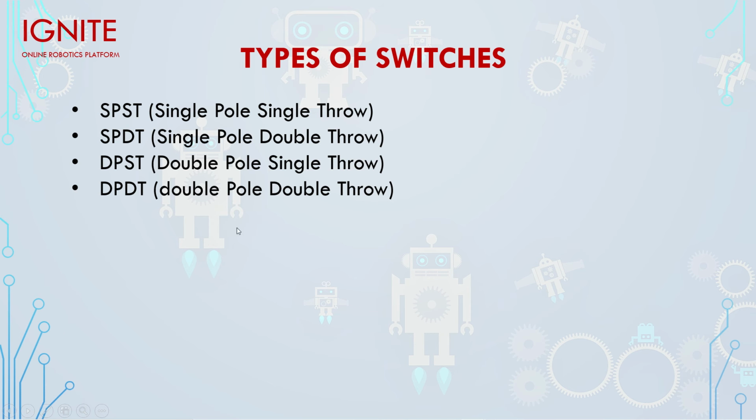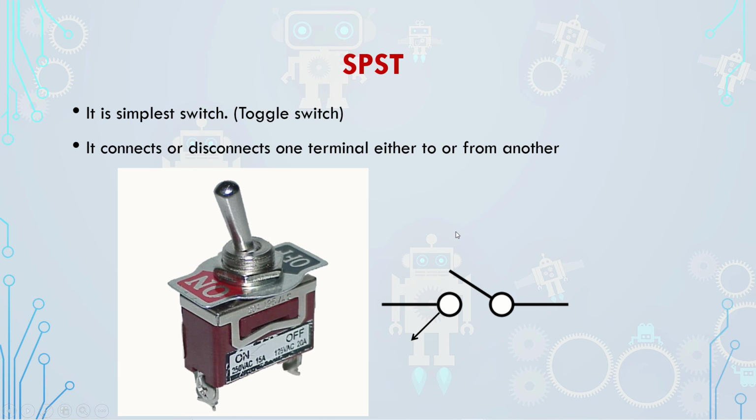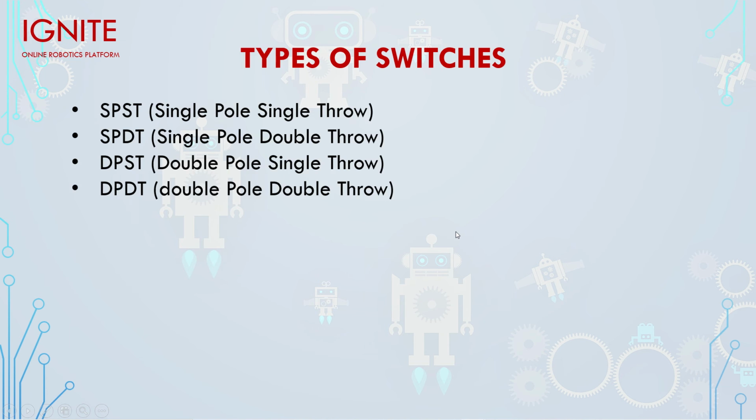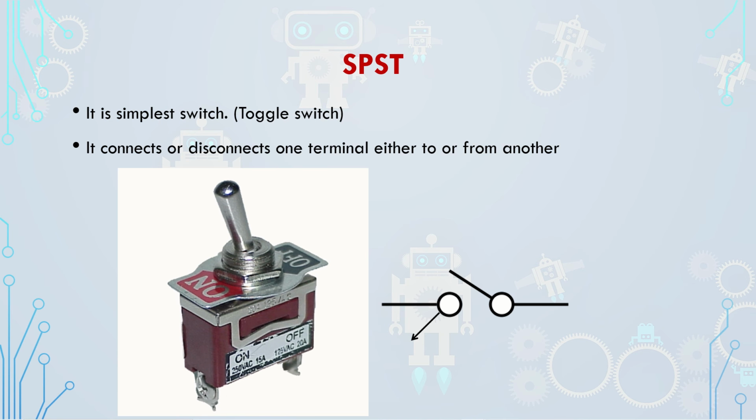Now we will discuss each and every switch in more depth. So what is SPST first? SPST is single pole single throw. What is the meaning of it? We'll discuss that. It is the simplest switch. It connects and disconnects one terminal to another. It is basically used to make and break the circuit.